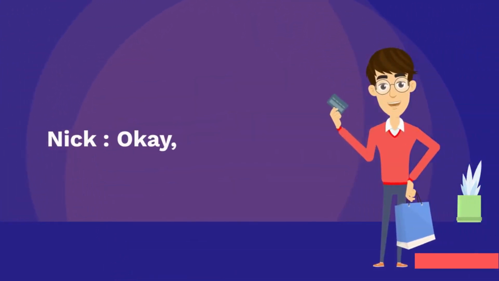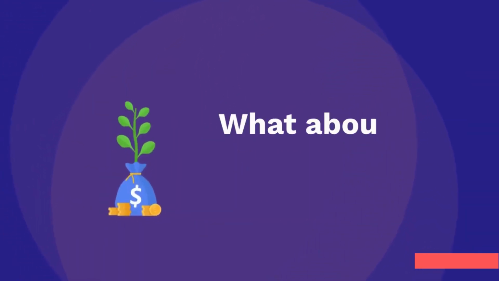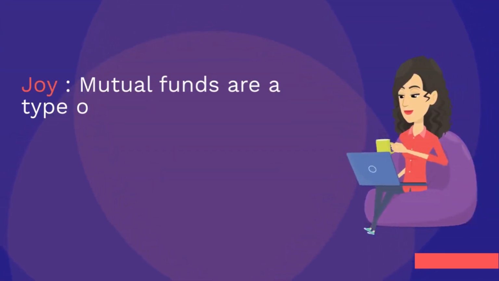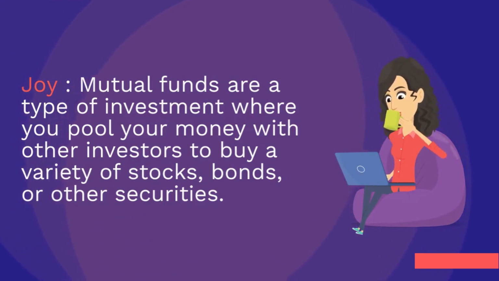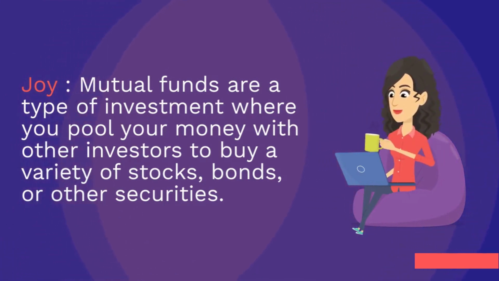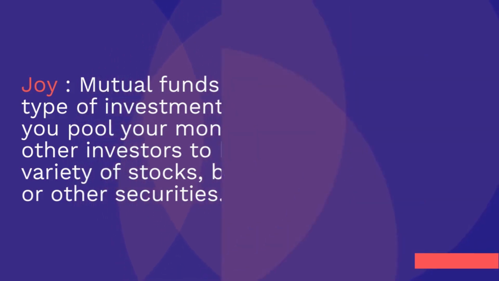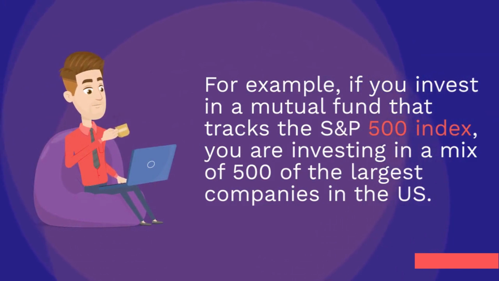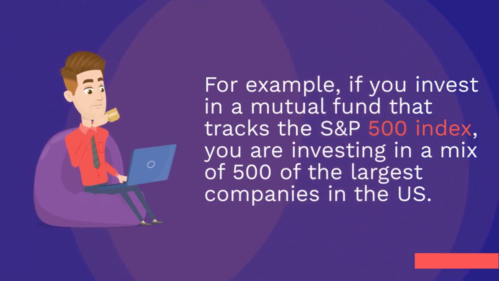Nick: Okay, I get it. What about mutual funds? Joy: Mutual funds are a type of investment where you pool your money with other investors to buy a variety of stocks, bonds, or other securities. For example, if you invest in a mutual fund that tracks the S&P 500 index, you are investing in a mix of 500 of the largest companies in the U.S.